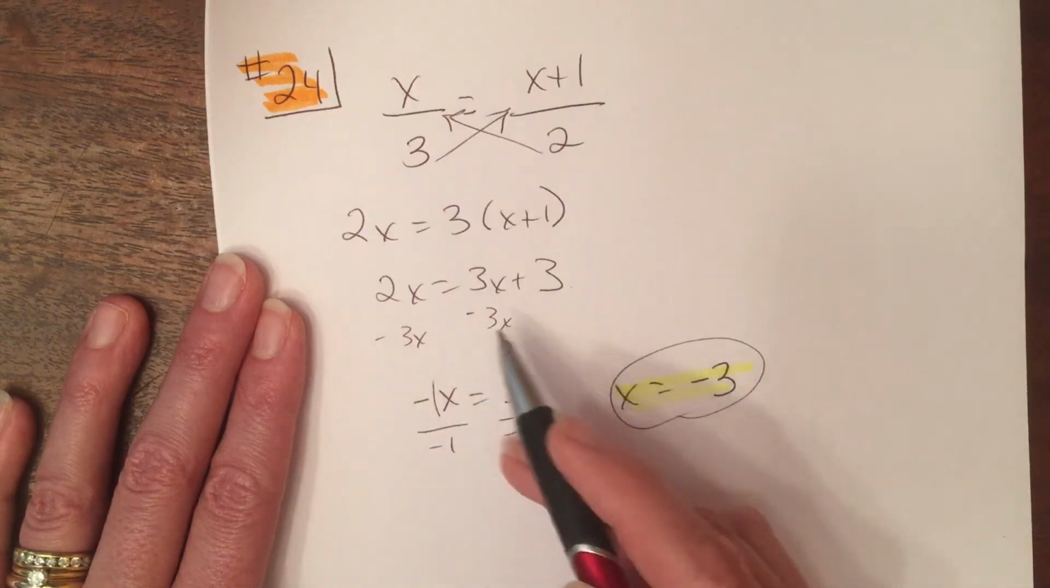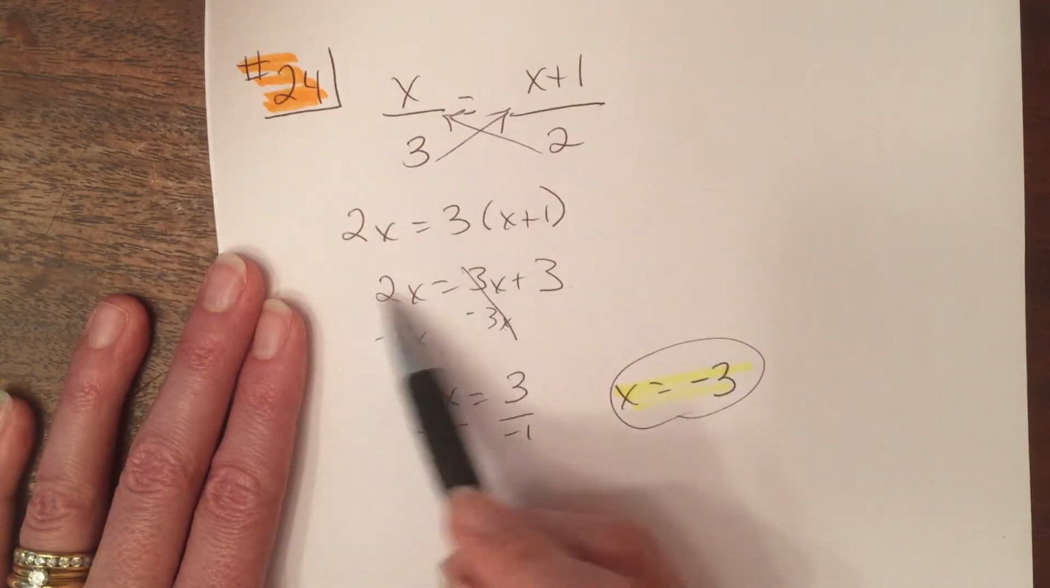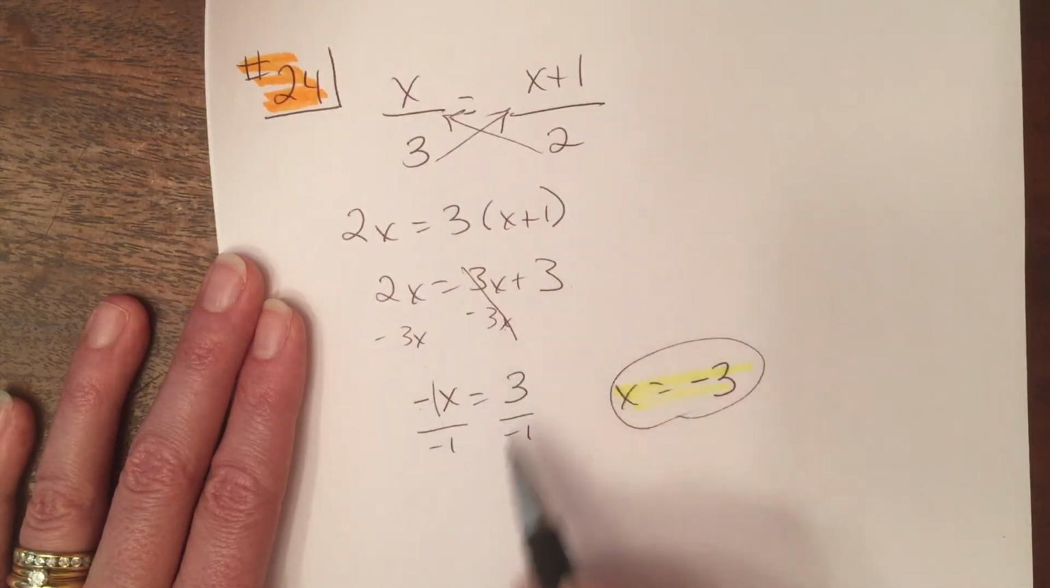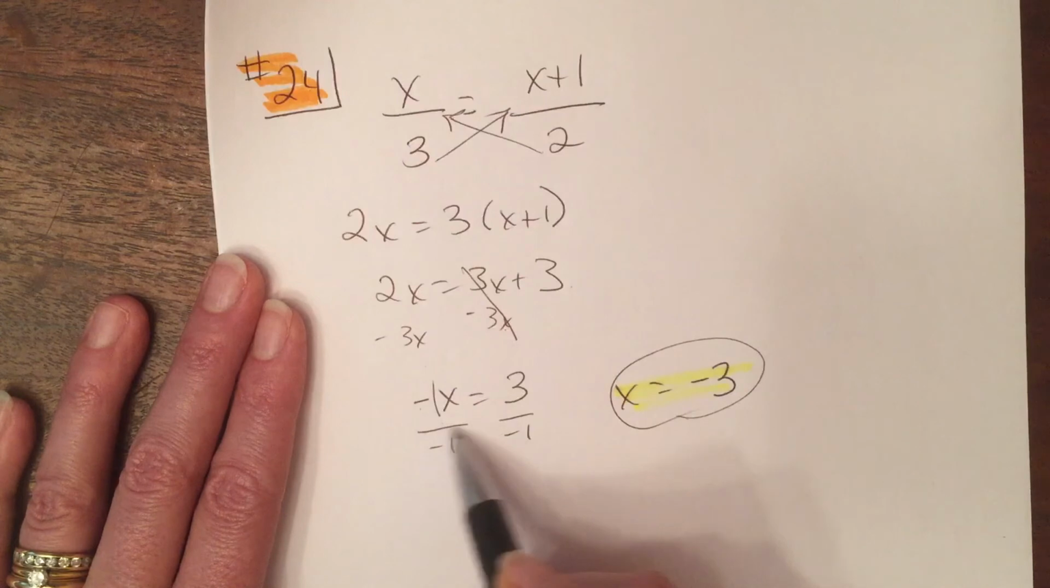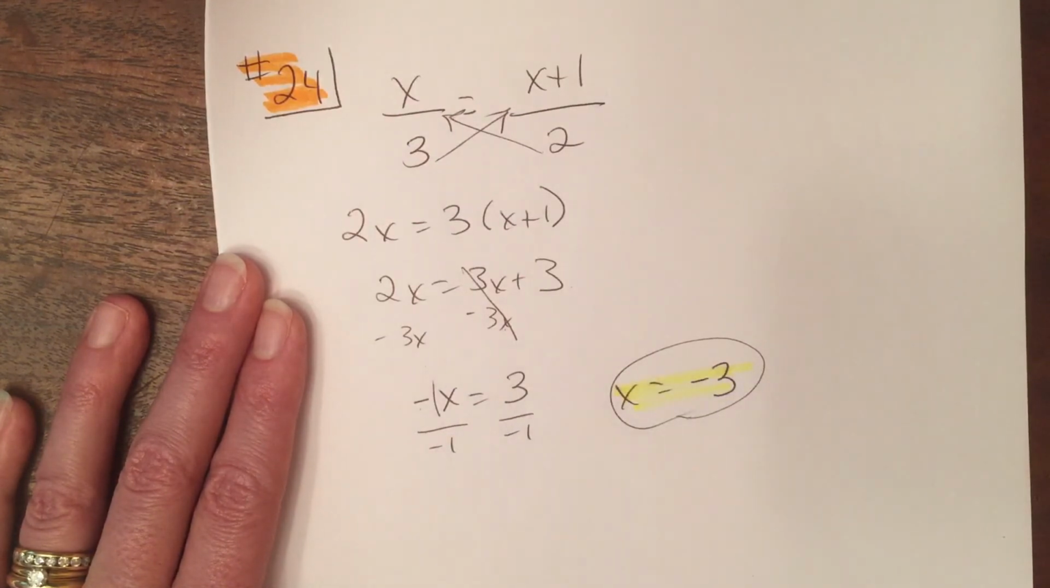I wanted to get my x's together, so I subtracted 3x. Subtracted 3x, this is gone. 2x minus 3x is a negative 1x, is equal to 3. I want to get x by itself, so I divided both sides by negative 1. x is equal to negative 3.